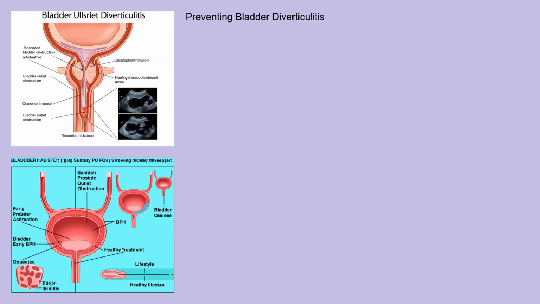Preventing bladder diverticulitis primarily focuses on addressing the underlying causes of bladder outlet obstruction. For men, regular check-ups with a urologist, especially after age 50, are crucial to screen for BPH. Early detection and management of BPH can help prevent the development of diverticula. Maintaining a healthy lifestyle, including regular exercise and a balanced diet, can also contribute to prostate health. Prompt treatment of urethral strictures or other urinary tract abnormalities is also important.